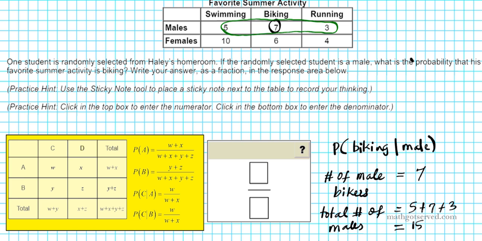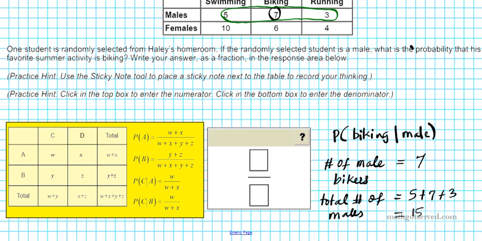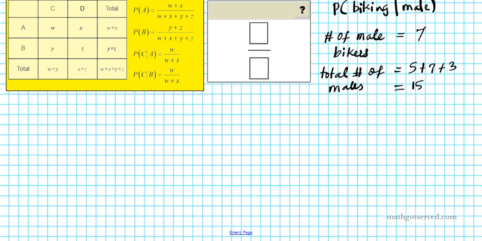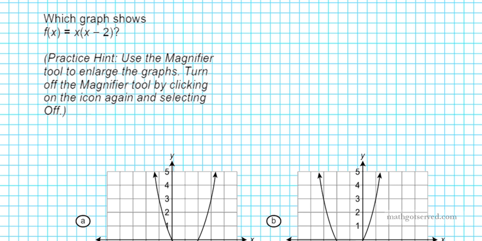Okay, so let's go ahead and write down our final answer here. The probability that you have a biker, given that you're selecting from a male student, is equal to the total number of male bikers divided by the total number of males, which is 15. So when you come up with your answer, in this question format, you are going to put your numerical values in the fields provided. Just click here, type 7, click here, type 15. That's your numerator and that's your denominator. That's your final answer.